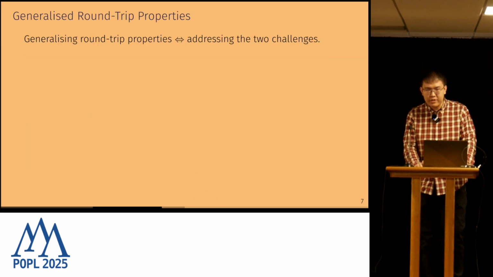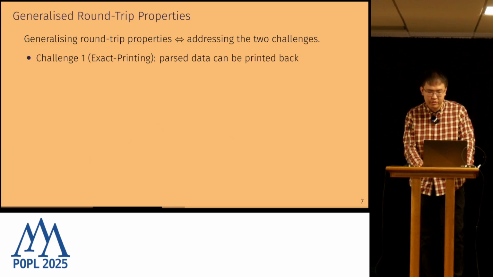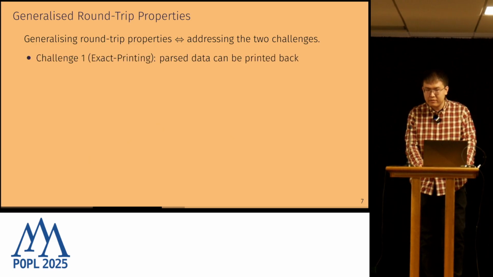So the first thing to generalize is the basic correctness properties for lenses, which is called round-trip properties. It's a very happy thing to notice that generalizing the round-trip properties actually coincides with addressing the two challenges we have mentioned. The first challenge was that the requirement of exact printing requires that every piece of data that is parsed can also always be printed back to exactly the same form.